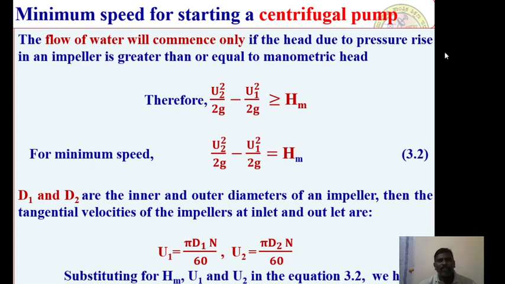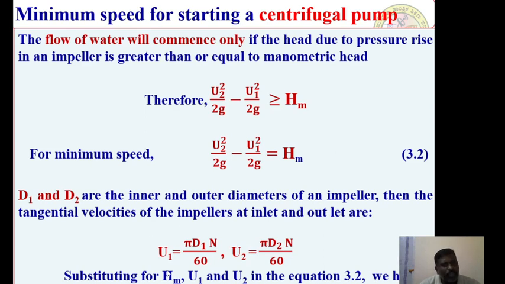Therefore, U2 square by 2g minus U1 square by 2g, the rise in pressure head, is greater than or equal to hm. For a minimum speed, U2 square by 2g minus U1 square by 2g is equal to hm, that is the manometric head. D1 and D2 are the inner and outer diameters of an impeller.